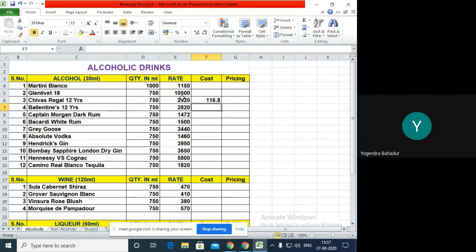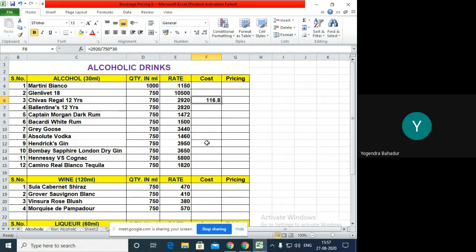Why 30? Because 30 is our standard measure or the peg measure. So again, I'm repeating: in order to find the cost of one peg, the cost of 30 ml of Shivas Regal, which is 12 years old, will be equal to 2920, meaning the cost of the bottle, divided by the quantity of the bottle, that is 750 ml, into 30 ml. So here the cost is coming around 116.